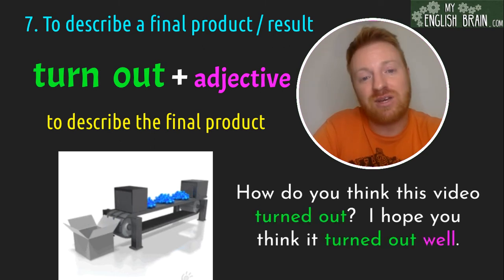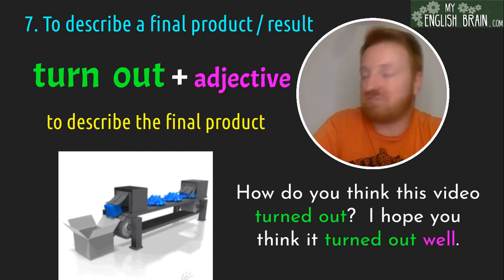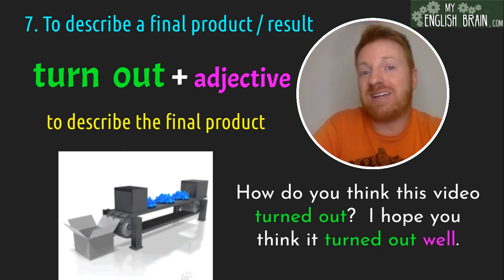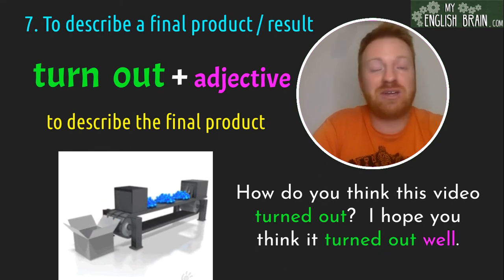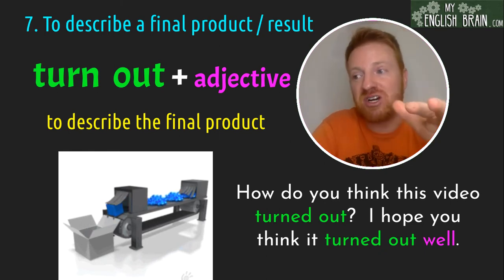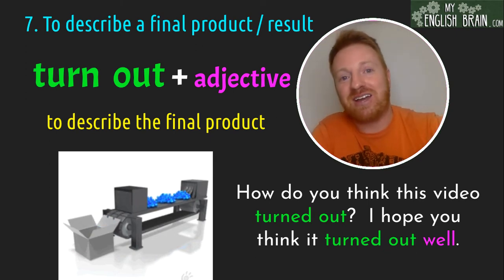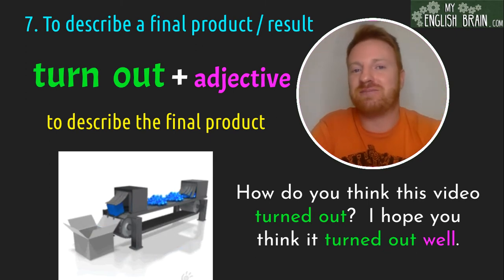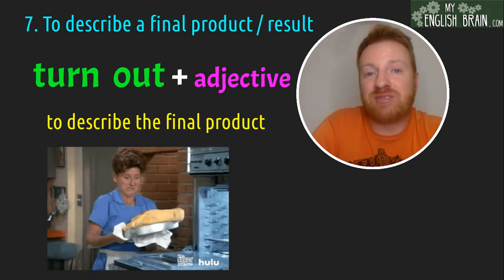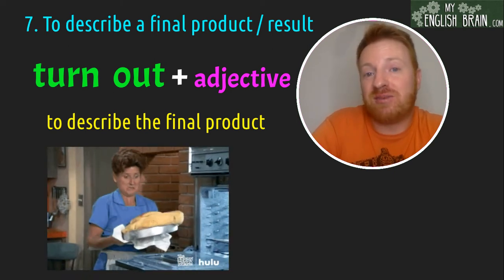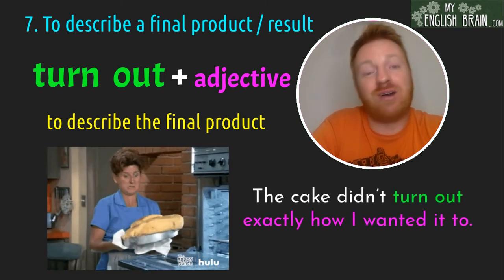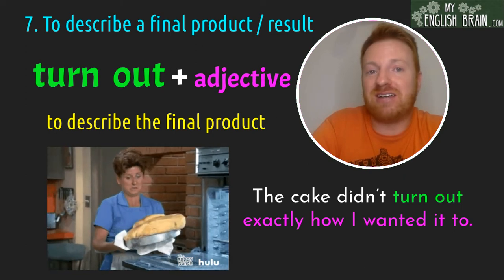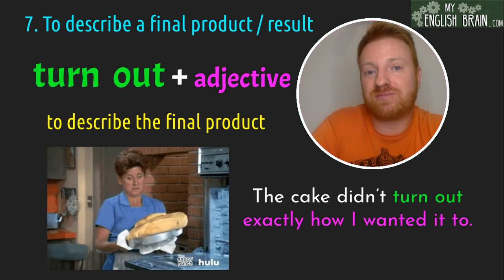So for example, how do you think this video turned out? I hope you think it turned out well. The idea is that I put work into this video, and the final result can be described in any way. It turned out so-so, it turned out bad, I hope you don't think that, or it turned out really good. We can use this for all types of products. Anything that we produce can use turn out. For example, the cake didn't turn out exactly how I wanted it to. This is the idea that the cake is not the way I wanted it to be. It did not turn out well.